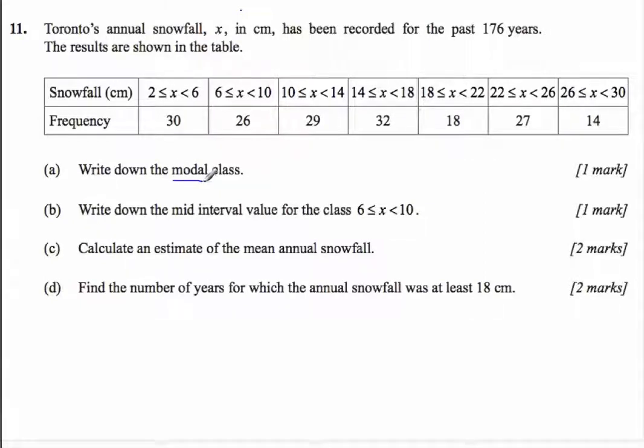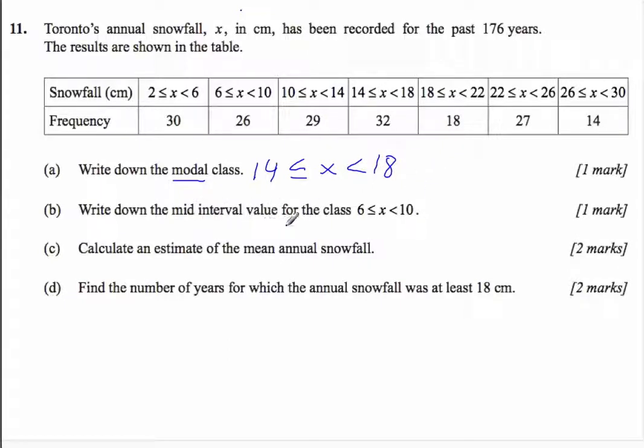Write down the modal class, so that's like the mode for group data. So the modal class is the class that occurs the most here. That will be this one, right? We have 32 as the frequency here, so look for the biggest frequency. That is 32, or well, don't write down 32. You have to write down the class, which is 14 less than or equal to x less than 18. That is the modal class.